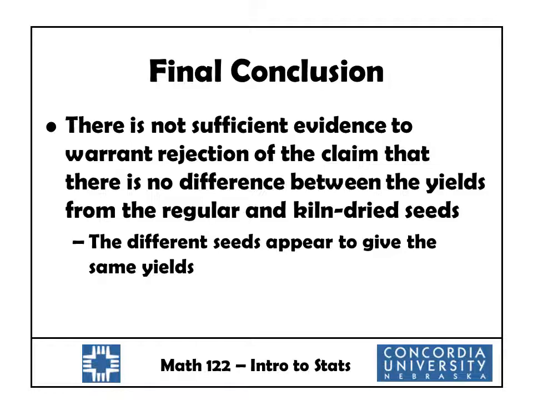Now this conclusion is a little bit complicated because we got almost a double negative going on there. We do not reject the claim of no difference. So in other words, it looks like there's not much difference between the two seeds, so the different seeds appear to give the same yields on average. Doesn't mean that they're always going to be exactly the same, but on average it looks like they're about the same.